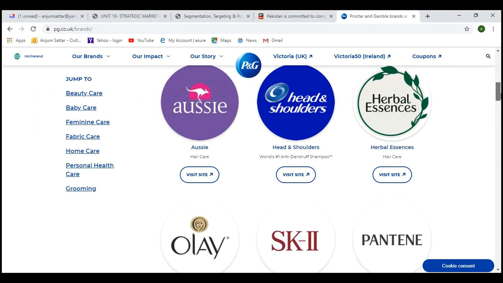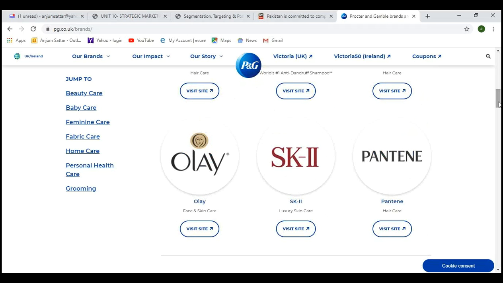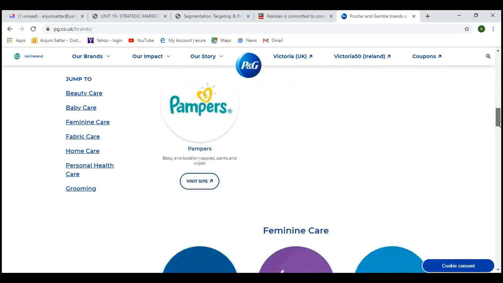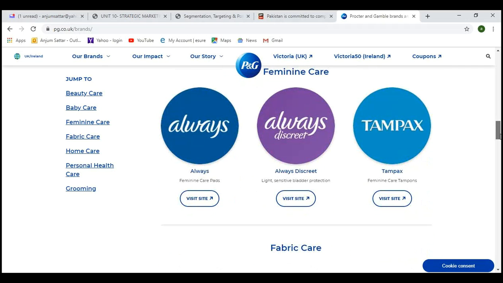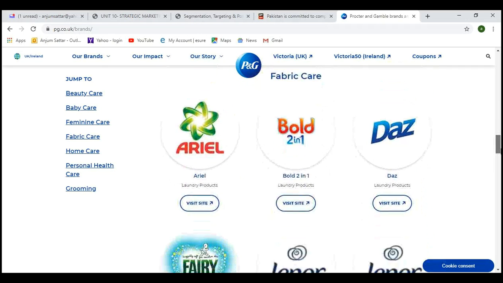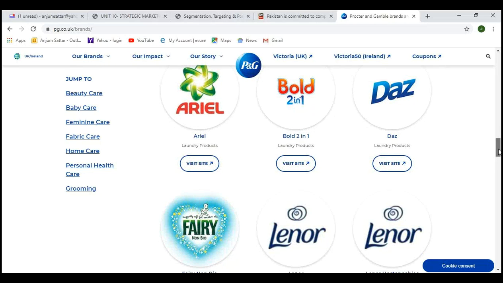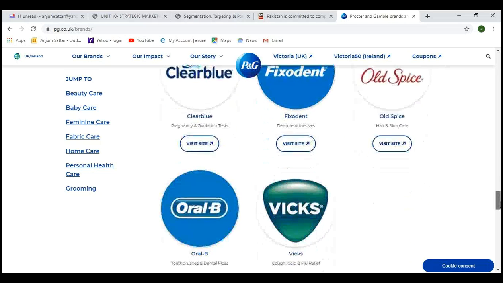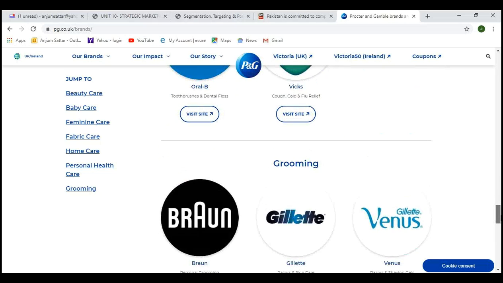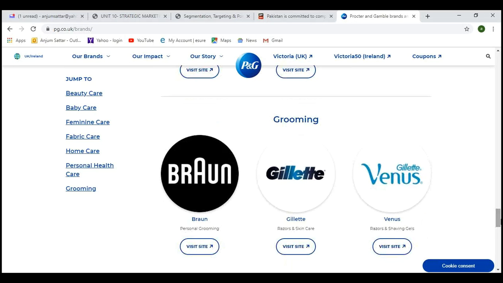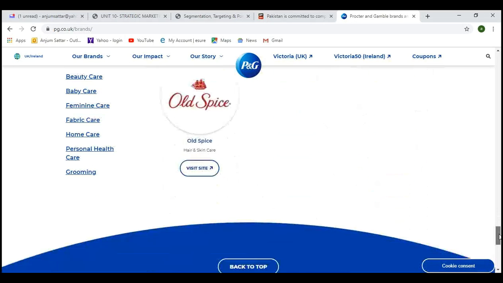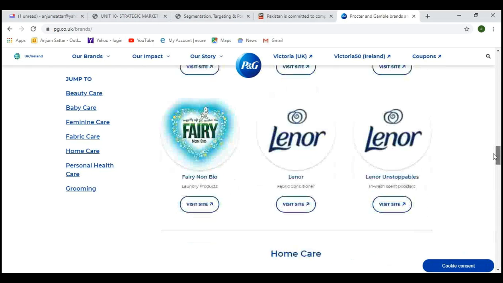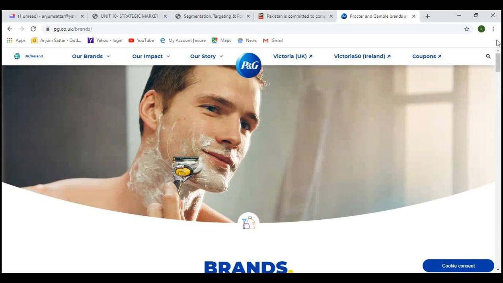Look, Head and Shoulders, I think most of us are familiar with it. Head and Shoulders is Procter and Gamble. Pantene is quite a popular brand. Pampers, Wash, Ariel, Fairy, and Vicks in other countries is different. Gillette, yes, I think most of us are quite familiar with this. So these are all brands of Procter and Gamble.